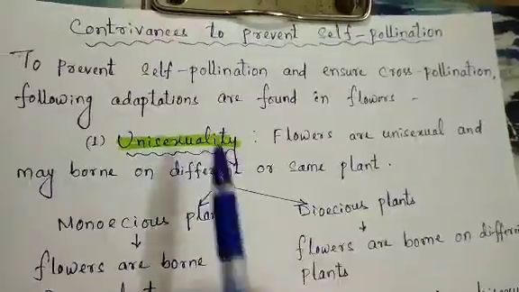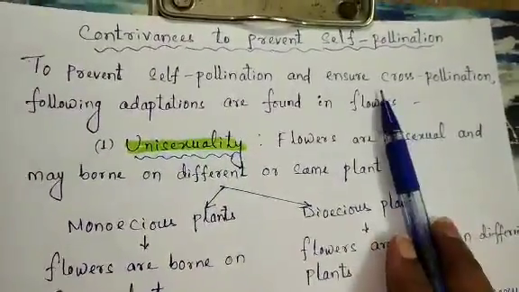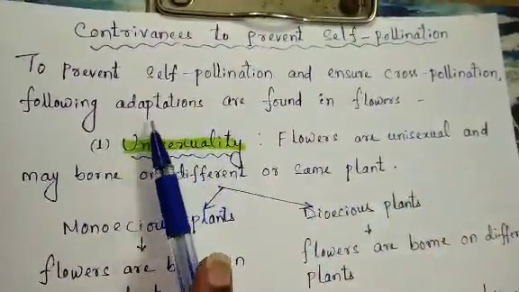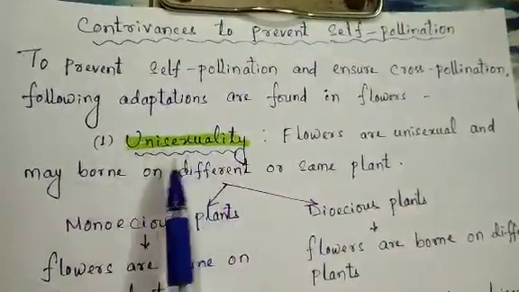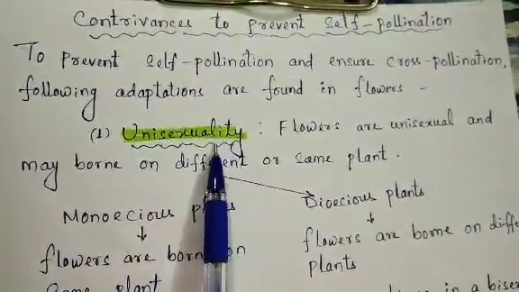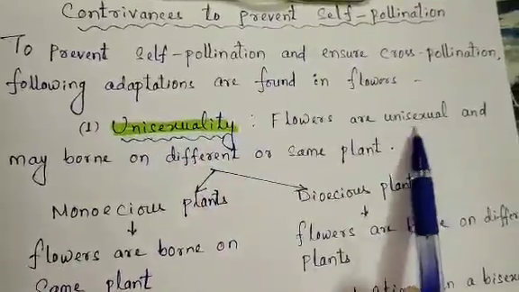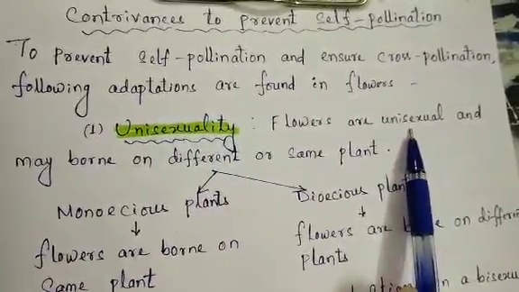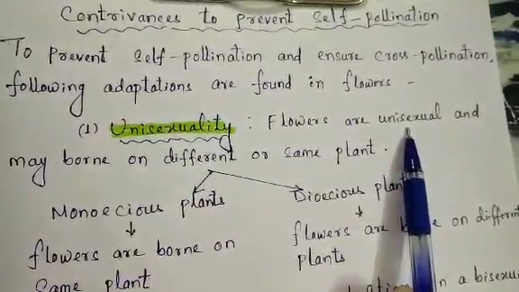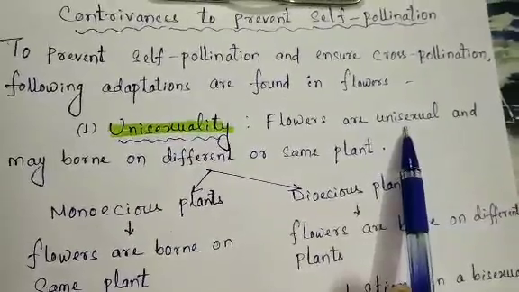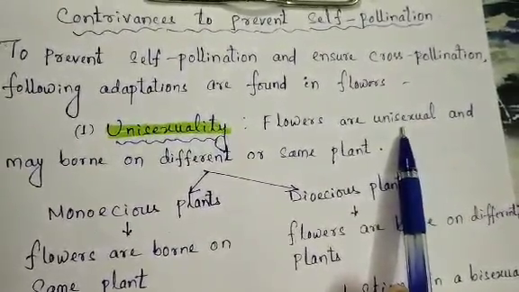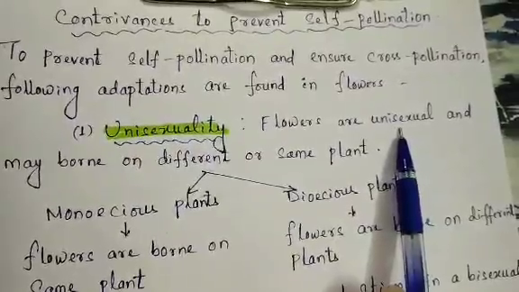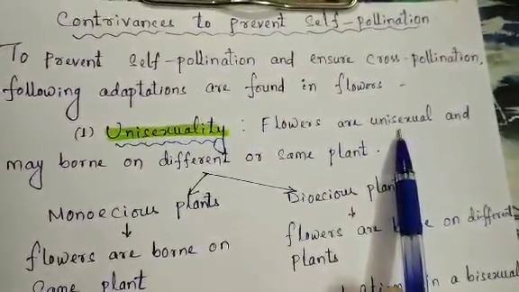So here we are going to learn about bisexual flowers which have special adaptations to avoid self-pollination. The first point is called unisexuality. Here mostly the flowers are going to be unisexual. Unisexual means they have either the androecium or the gynoecium. We call them staminate flowers if they have only the androecium, and pistillate flowers if they have only the gynoecium.